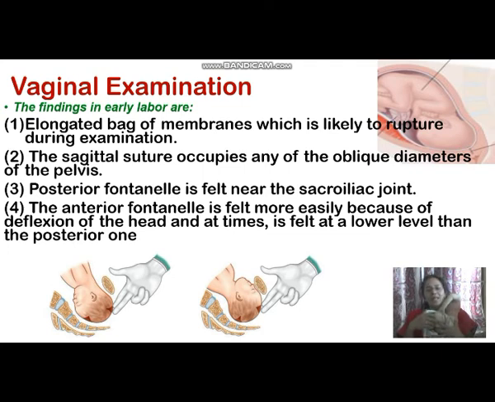Then the anterior fontanelle is felt more easily because of the deflexion. So here the head is deflexed, and we can see the anterior fontanelle very clearly. This is the anterior fontanelle. Because of the deflexion of the head, at times it is felt at a lower level than the posterior one. Usually the posterior fontanelle is the one felt, but because of the posterior position, the anterior fontanelle can be felt very easily in the per vaginal examination.